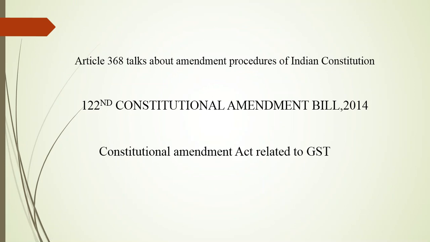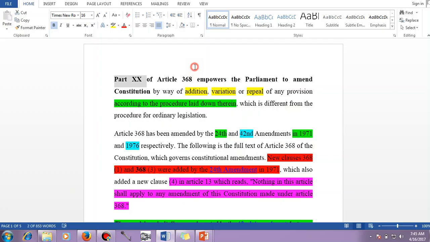Okay, so now I'm going to Article 368 of the Constitution, that is under Part 20. Basically, this Article 368 empowers the Parliament to amend the Constitution. That is the basic thing written in bold. How does it empower? It empowers through addition, variation or repeal of any provision according to the procedure laid down therein. That means you cannot do anything except as per the procedure.